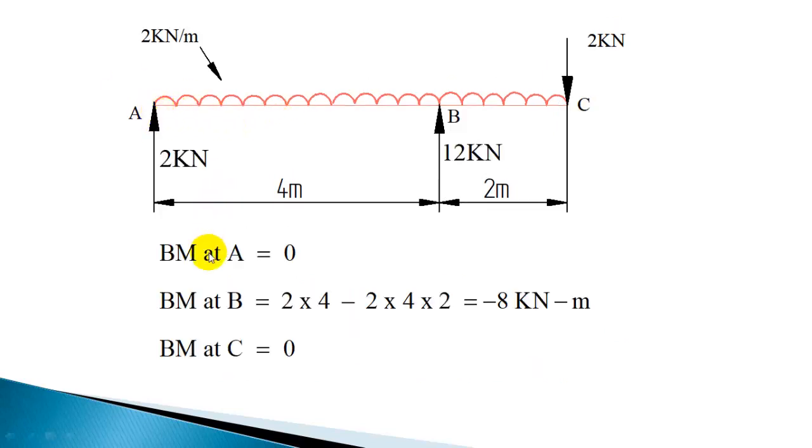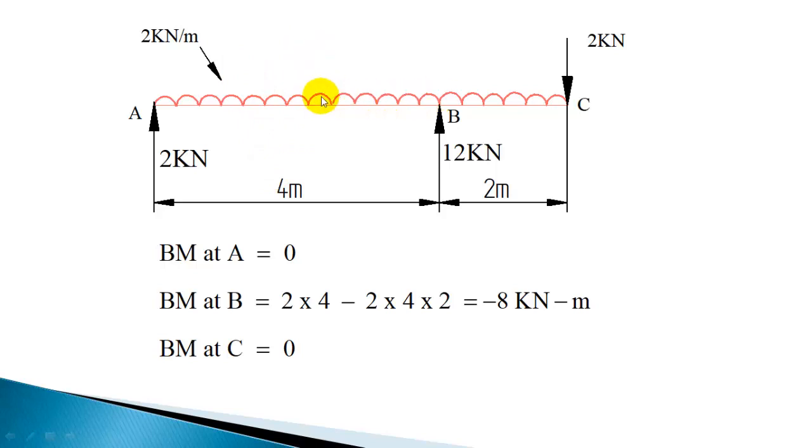Bending moment at A is 0. Bending moment at C is 0. To calculate the bending moment at B, we need to consider two forces. This reaction 2 kilonewton and this part of UDL. This part of UDL is 2 kilonewton per meter, for 4 meter it's acting. So the resultant load is 8 kilonewton, 2 into 4, 8 kilonewton.